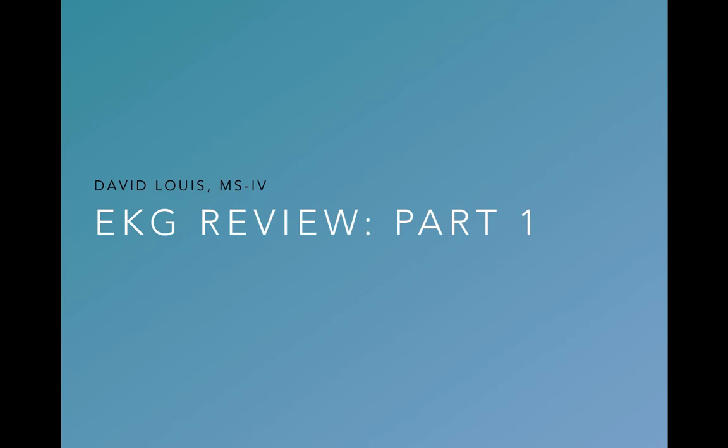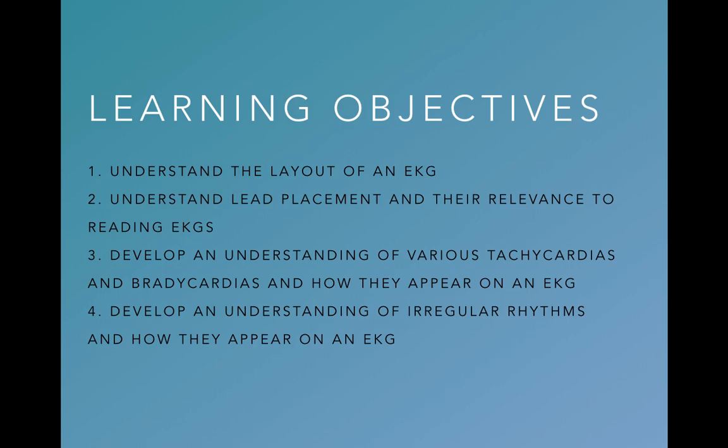it while you can. Alright, so like I said, there's only a few learning objectives for this lecture. I want you guys to be able to understand the layout of an EKG and why things are placed the way they are. Let's see what else. To understand the different tachycardias and bradycardias, also known as tachyarrhythmias and bradyarrhythmias, and then some of the irregular rhythms like AFib. So I'm going to try to keep this as basic as possible.